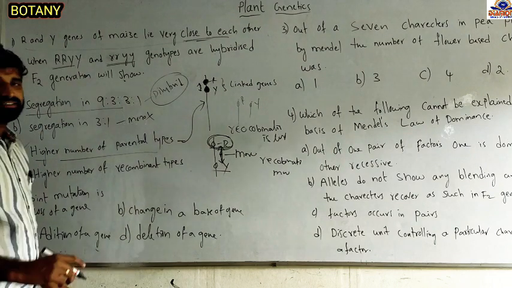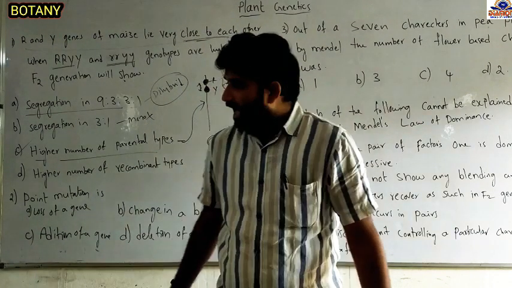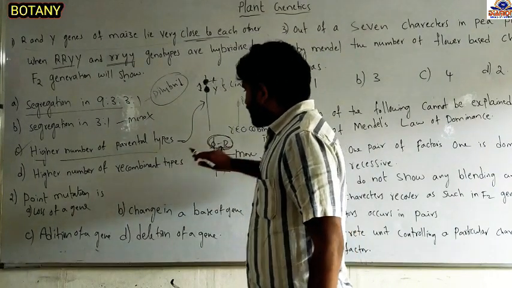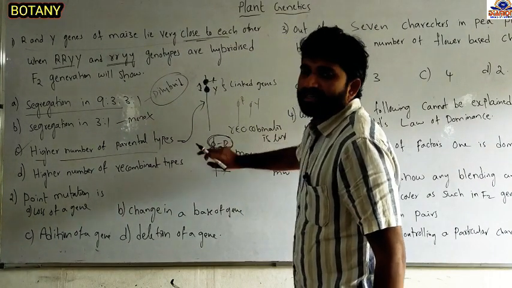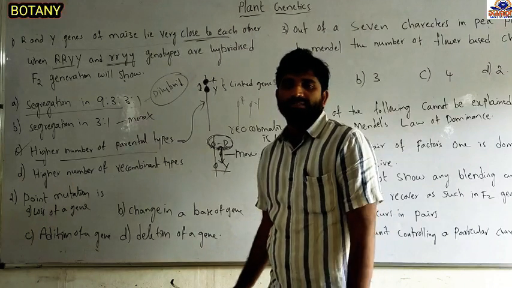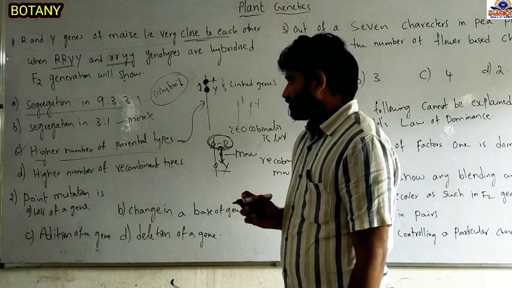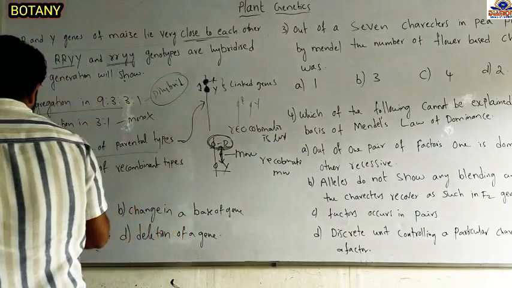So the answer is C. If recombinant types were shown, it would mean the two genes are present at a longer distance, much more distance. So, next question: point mutation.